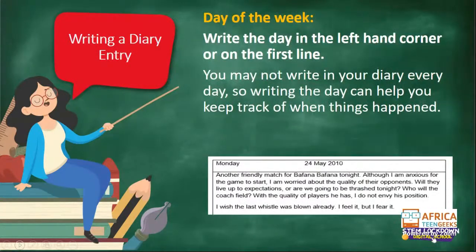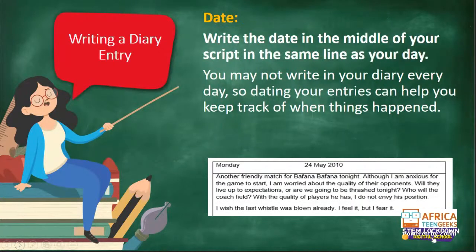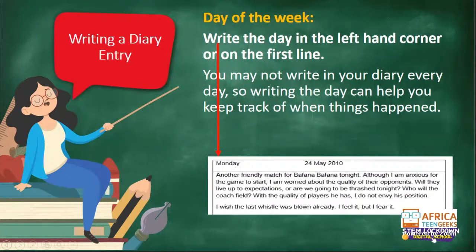So when you're writing a diary entry, you write the day in the left-hand corner or on the first line. You may not write in your diary every day, so writing the day can help you keep track of when things happen. So if you look at the example below, we have Monday. Let me go back quickly. We have Monday over there.